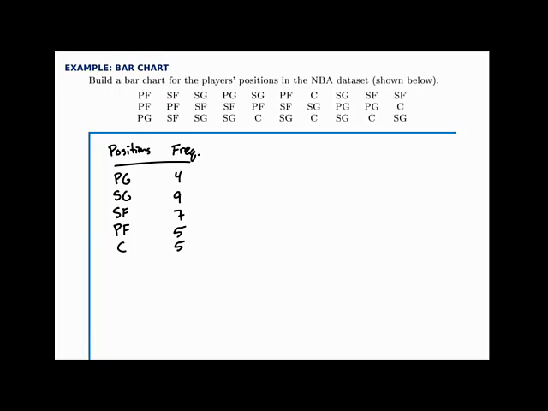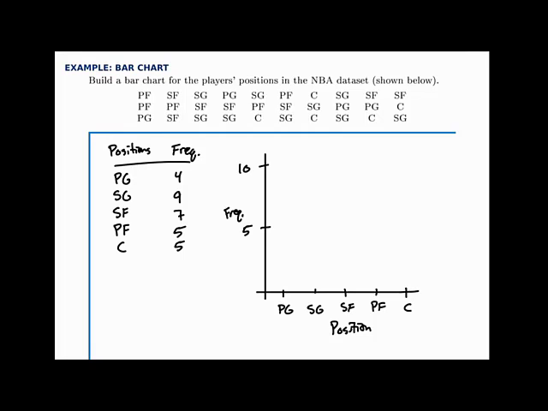Now, just like with the histogram, we start with our grid, and this time the horizontal axis will represent, again, our categories. So we'll have 5 spots for our bars to go. And then the vertical axis will again represent frequency. So the horizontal axis is position, the vertical axis is frequency. The highest frequency we see is 9, so we need to make sure we go up to at least 9. Let's again go to 10. And now we're ready to draw a bar for each position.